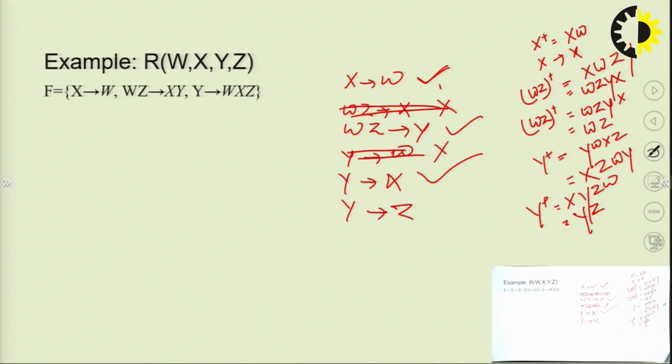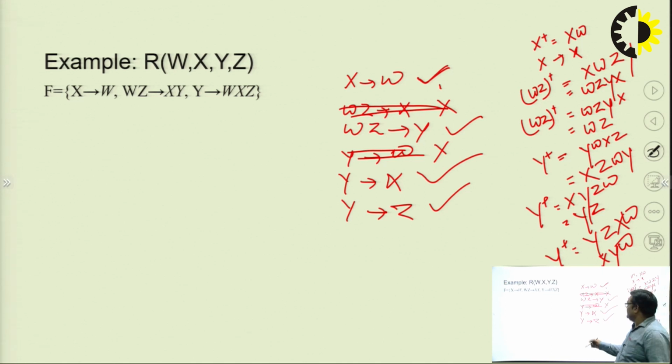Now next, to check Y to Z, we get Y, Z, and we can get X also, and W also. After removing it, we get X, Y, W only. So this is also required. So we have these 4 functional dependencies, but now we have to check for WZ.